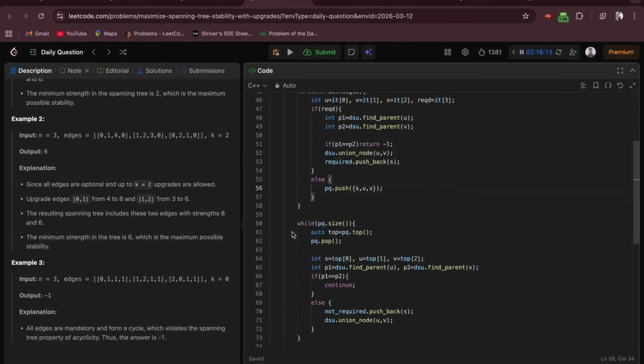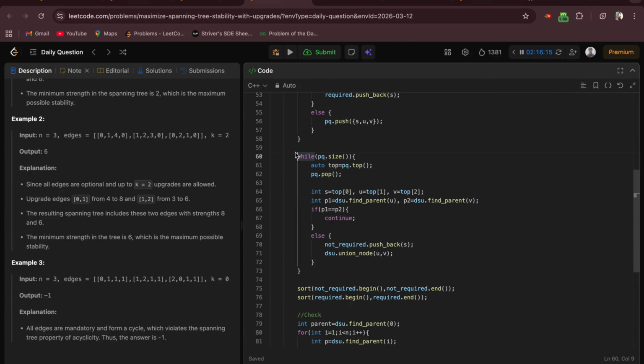So now we'll iterate over the priority queue. I'll pop out the top of the priority queue, and I'll find out what is the strength and what are the nodes, and I will find if those two can be connected or not. If they have the same parent, DSU dot find parent, that means they can't be connected.